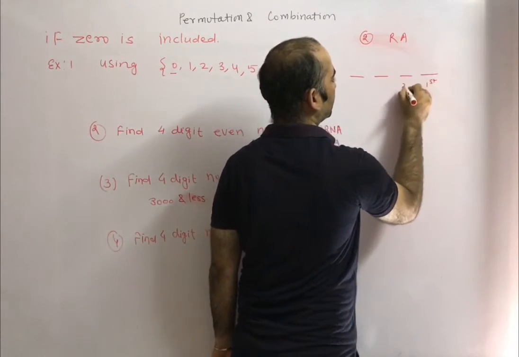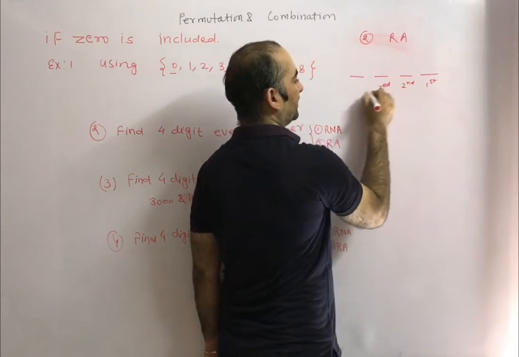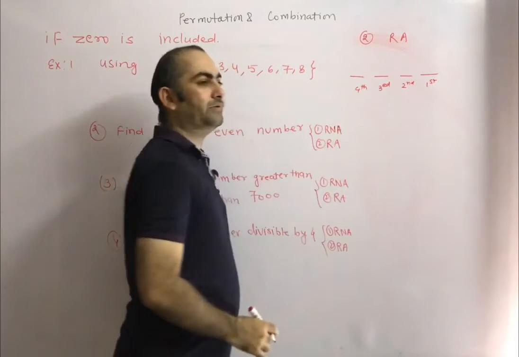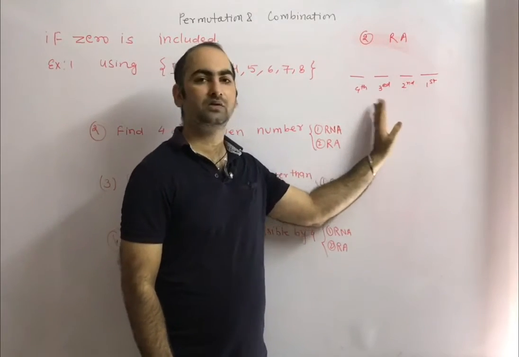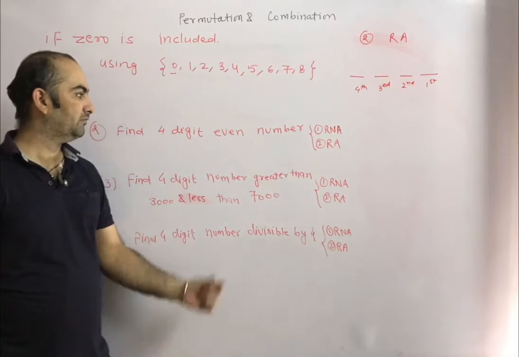First, second, third and fourth. Okay, so we want a 4-digit number, that means you have to fill all the 4 places. That means your task is what? Filling all the 4 places. Okay, now here we want an even number.